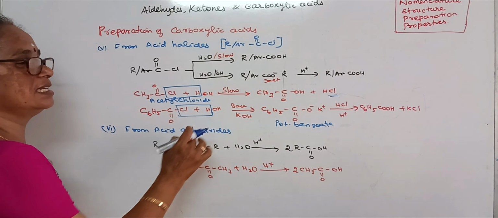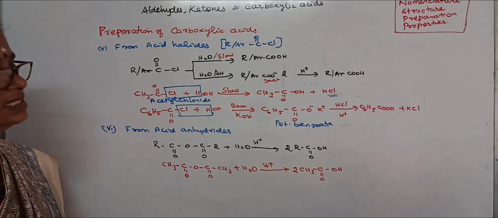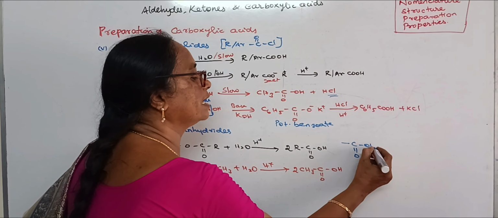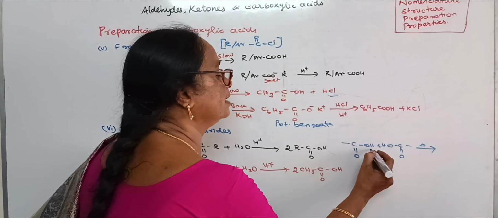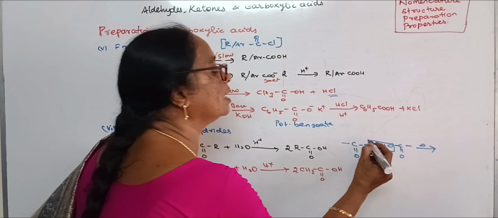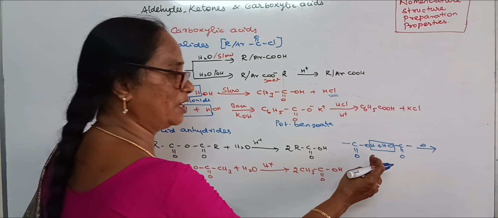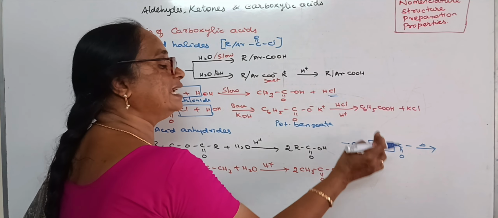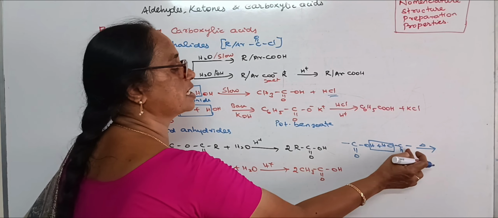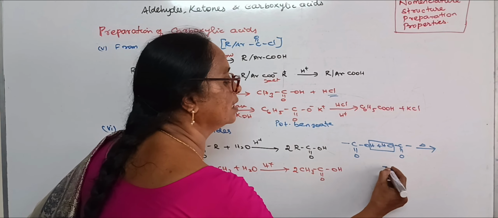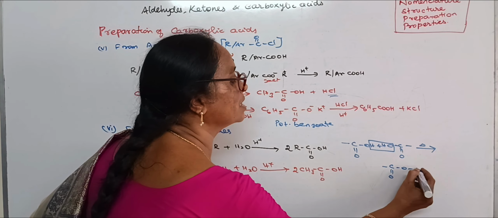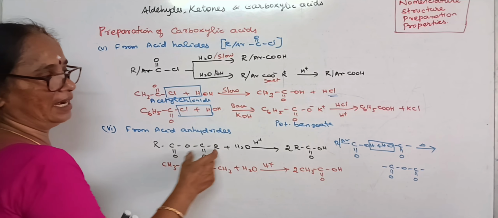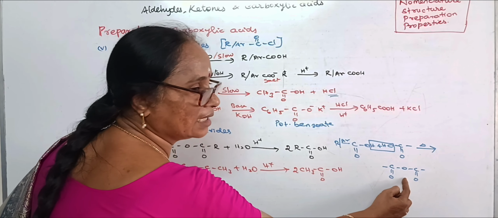Then from acid anhydrides, how are anhydrides formed? When two molecules of carboxylic acid are heated, removal of a water molecule takes place between the carboxylic acid groups. So this undergoes intermolecular dehydration of the two carboxylic acids, which results in the formation of anhydride. Upon heating only, we are getting the anhydride.